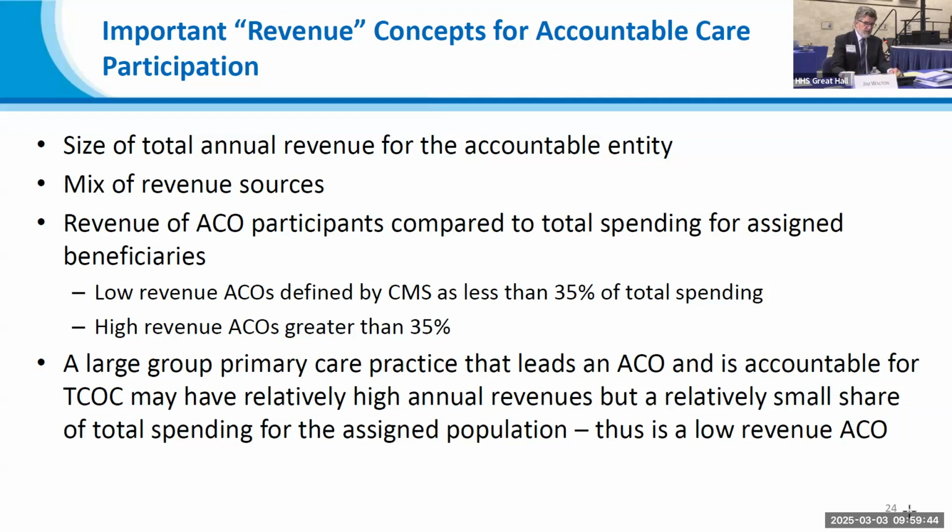The second consideration for revenue would be the mix of revenue sources for a particular entity. And the third item is the revenue of ACO participants compared to the total spending for the assigned beneficiaries, dividing into low versus high revenue ACO definitions. For example, a large group primary care practice accountable for total cost of care may have high total annual revenues, but may control a relatively small share of the total spending for the population. This would be defined as a low revenue ACO.